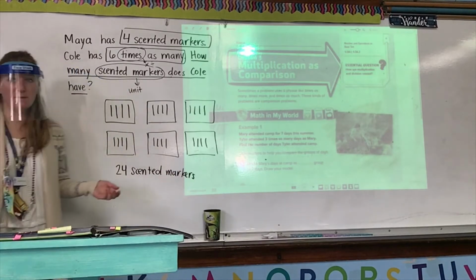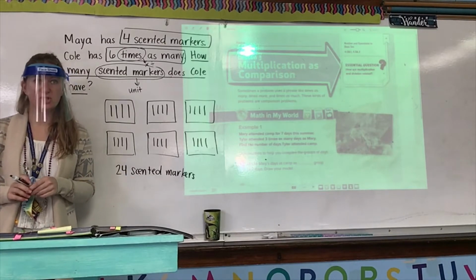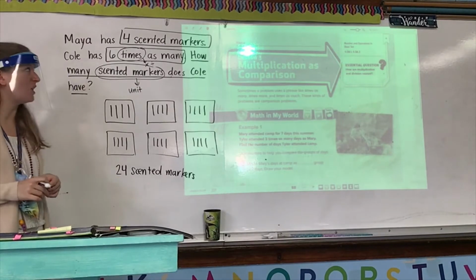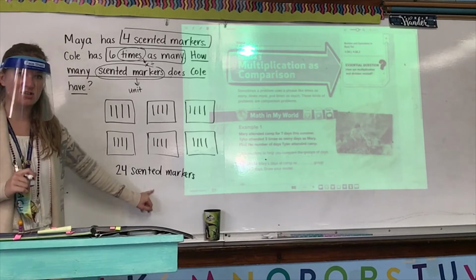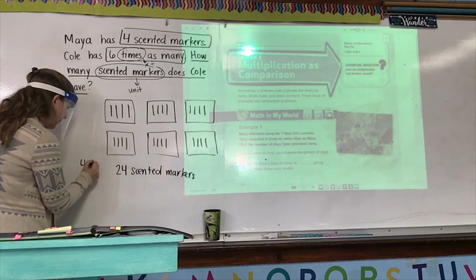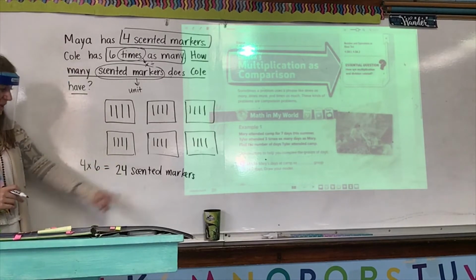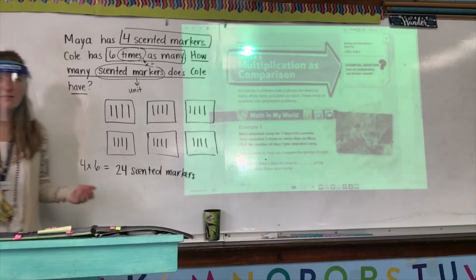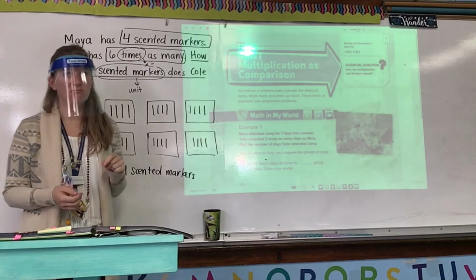Now, if this was a word problem that we had, is this enough? 24 scented markers? What else do we need to show that we fully know what we're doing? Our equation. What is our equation? We know the answer is 24. We have the unit, scented markers. What does the equation look like? 4 times 6. 4 of Maya's markers times 6, because Cole has 6 times as many, equals Cole's 24 scented markers. Okay, so that's kind of what we're going to be doing today. We're going to see times as many quite a lot.